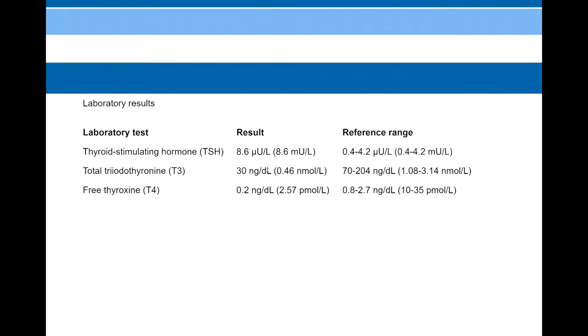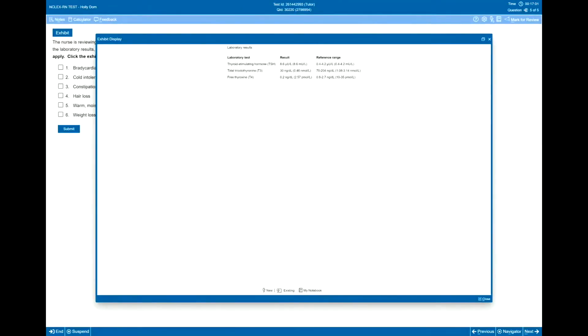So if we look at our options here, we can see our thyroid stimulating hormone is pretty high. We know 4.2 is the upper limit, and we are pretty much double that. We look at our total T3 here, and we have a nice low value. And we look at our free T4, and again, a pretty low value compared to our reference range. So based on this, let's look at our options.